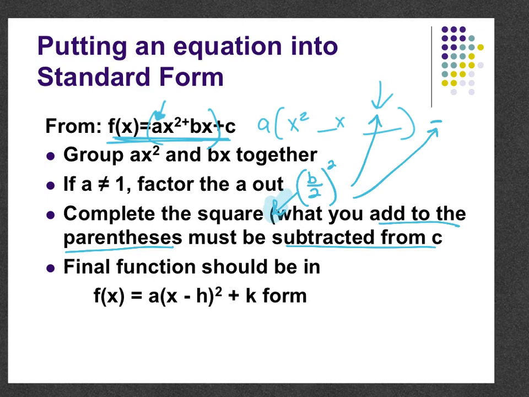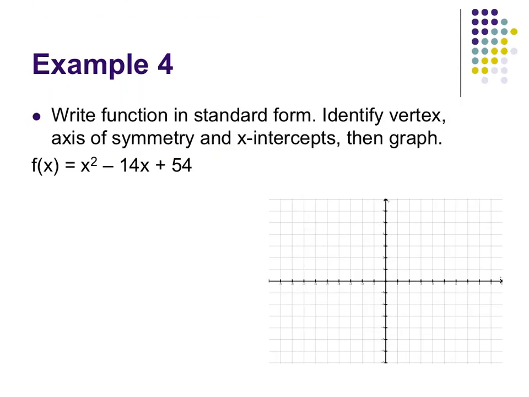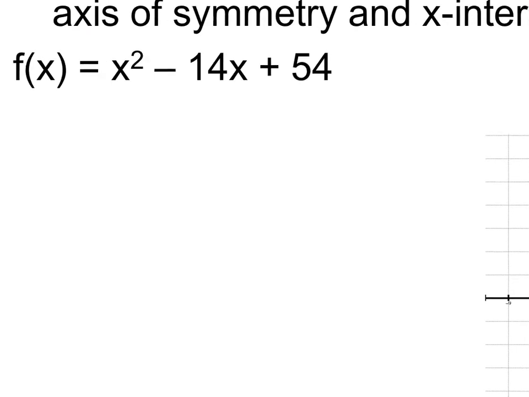And then you'll factor it. It's going to be a perfect square trinomial at that point. You'll factor it, and your final answer should be in standard form, which is a parentheses x minus h squared plus k. All right, so first it says write this function in standard form. Then identify the graph and go through all that stuff. So we're going to start with the complete the square part.